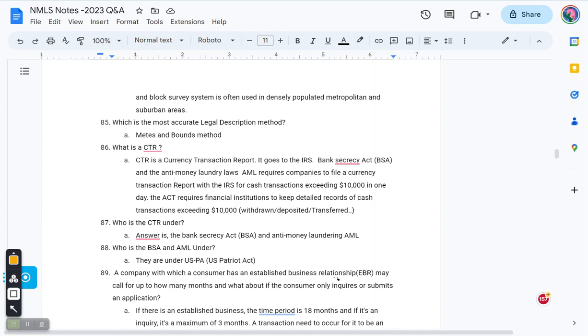Moving on to the next question, which is the most accurate legal description method? It's the metes and bounds method.